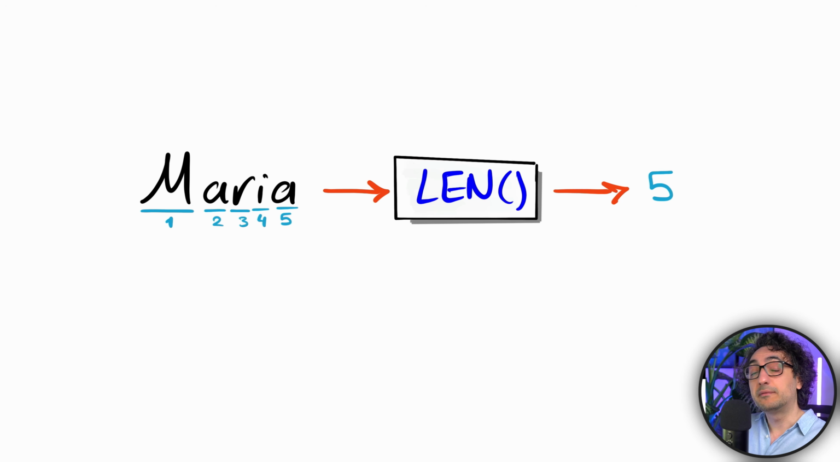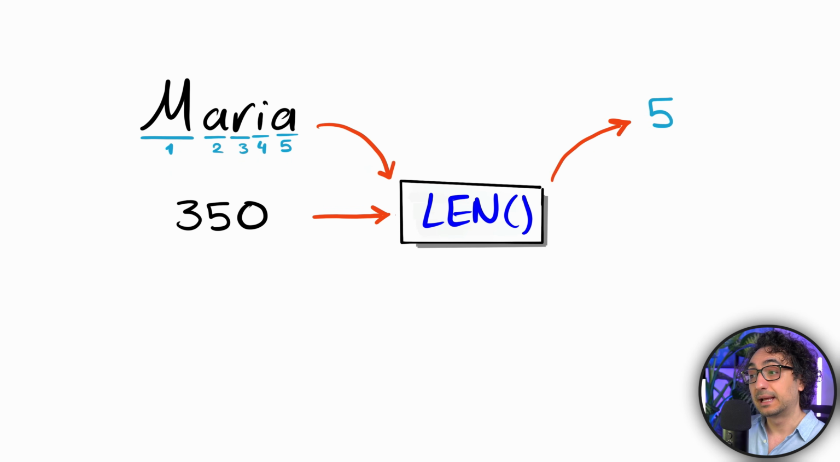Now let's say that you have a number like 350. If you apply the length function, SQL is still going to count how many digits we have. The 3 is 1, 5 is 2, 0 is 3. So the total length for that is going to be 3. So you can apply it even for numbers.